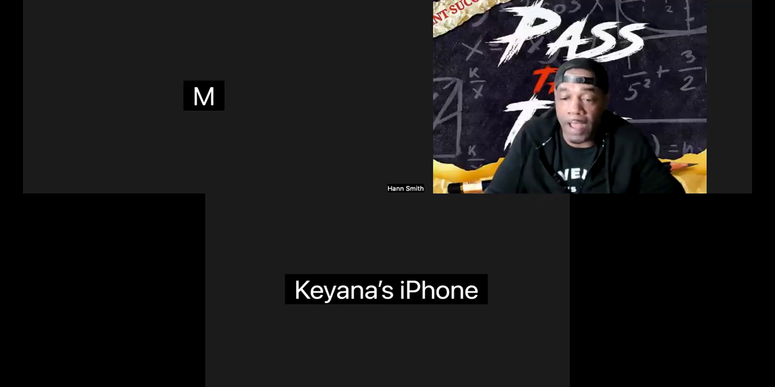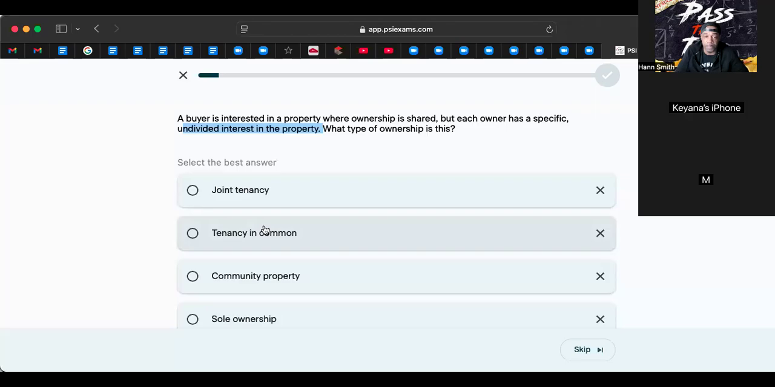So when I go back to the question, the key to this question to me is "specific," because remember, in tenancy in common we can all own different types of ownership shares. At least this is how I'm interpreting it. Specific means you've got 50, I've got 50. That's specific. It isn't all over the place. So if that's the case, I think this is joint tenancy, not tenancy in common.